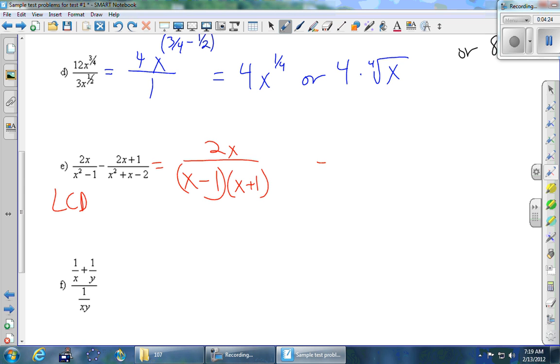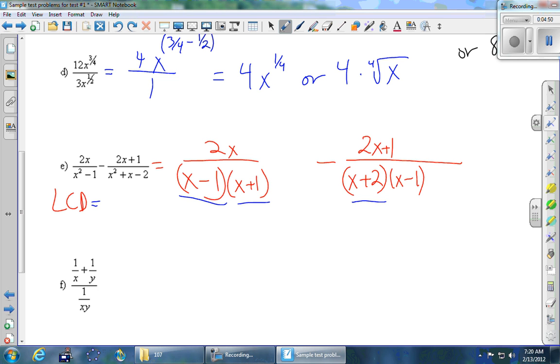Minus, I'm going to leave a little space right there, minus. Let's see, so this is going to be x plus 2 times x minus 1. Okay, and then we need to find the LCD. And so the LCD here is, let's see, I'm going to copy the things as I see them. So I see the x minus 1, and I see the x plus 1, and I see the x plus 2. So I'm going to write those 3 things.